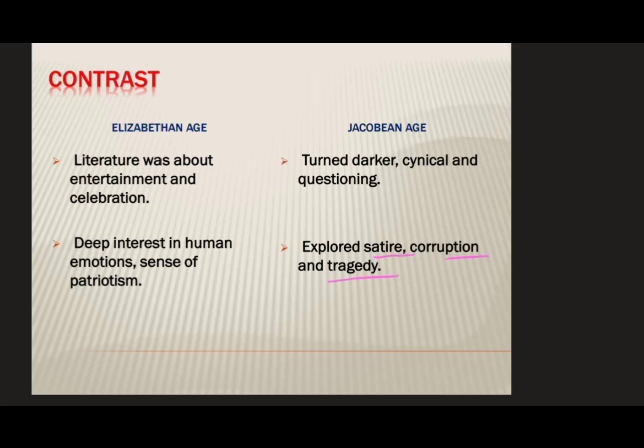What is a satire? Satire is when someone uses the technique of humor to attack a person or a situation and embarrass them.